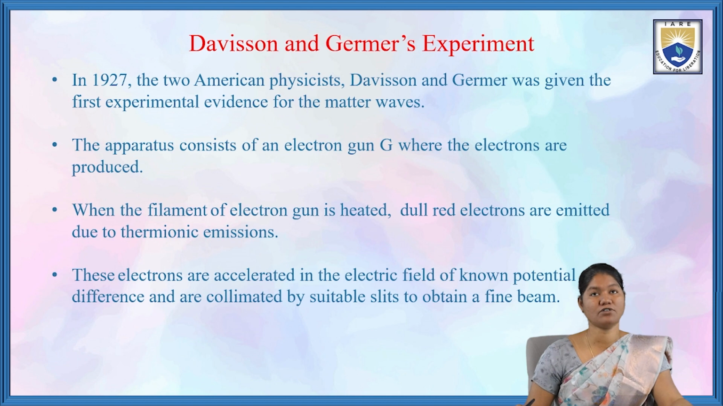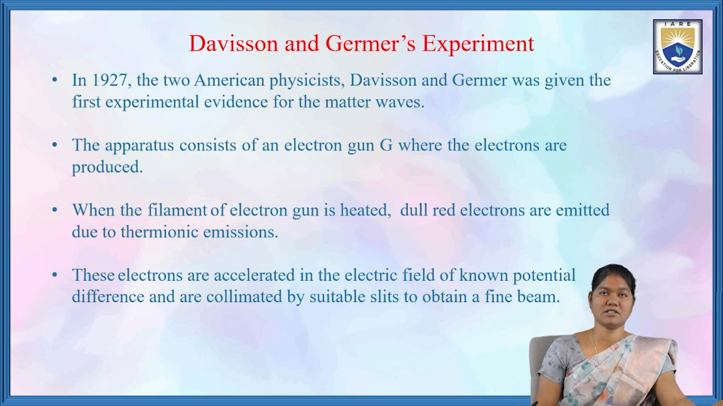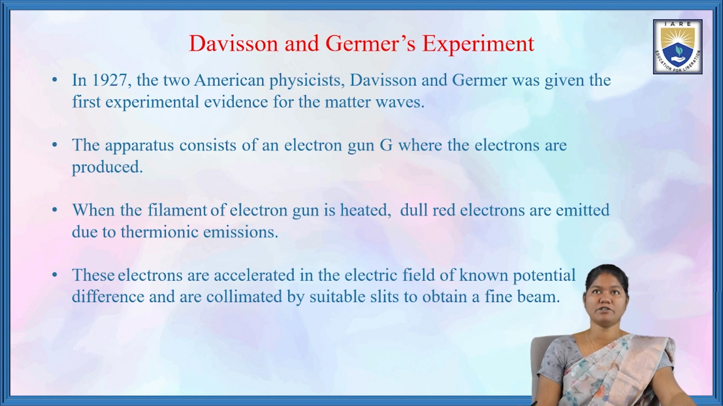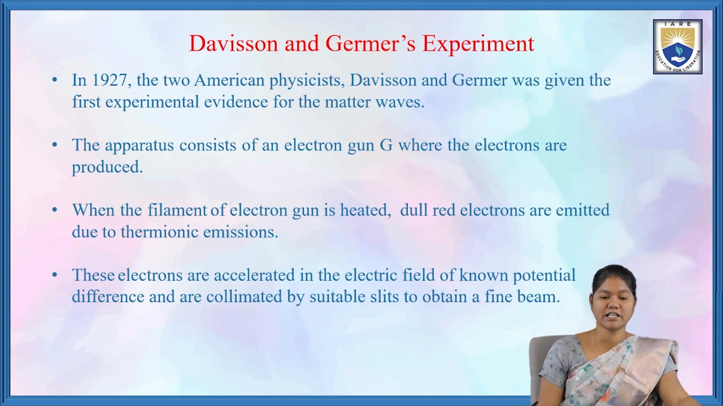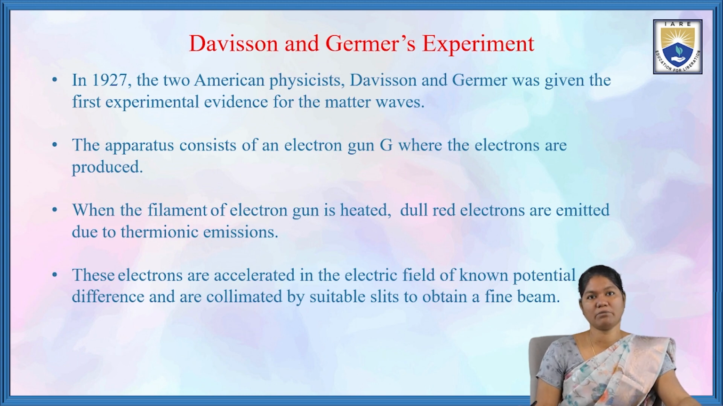First of all, we shall move to the introduction, Davisson and Germer's experiment. In 1927, the two American physicists, Davisson and Germer, gave the first experimental evidence for the matter wave. Matter wave is nothing but the dual nature of a particle: wave nature and also particle nature.